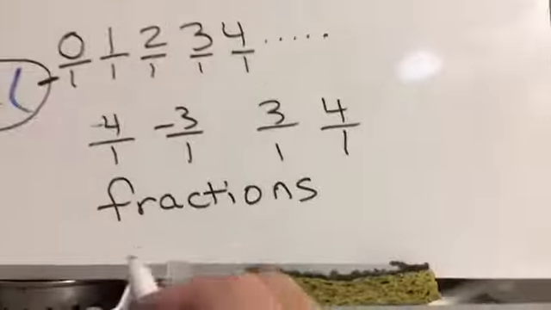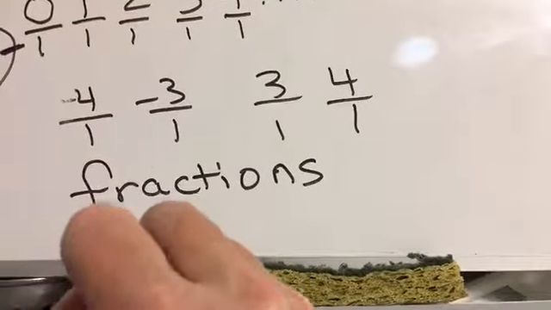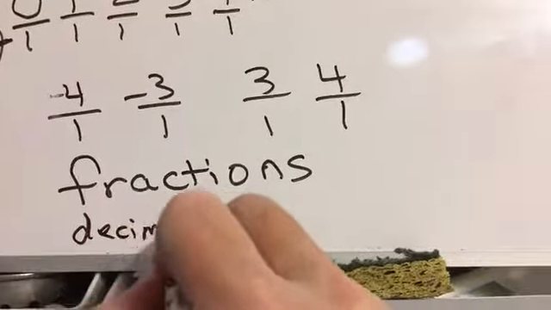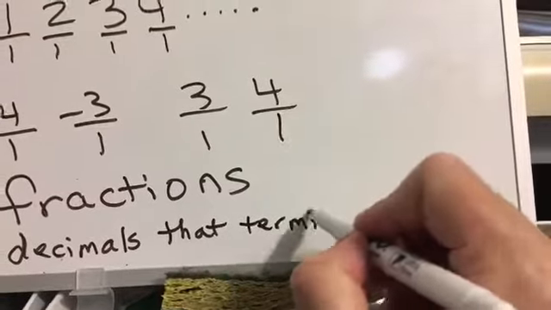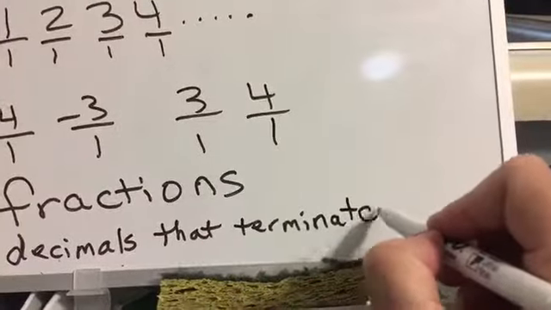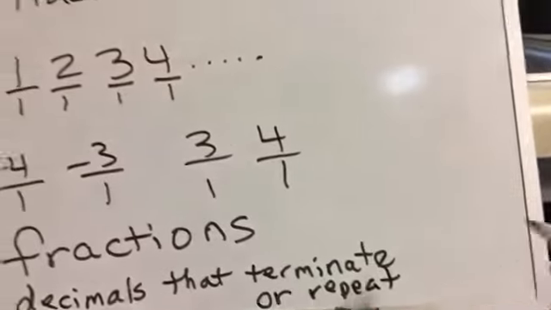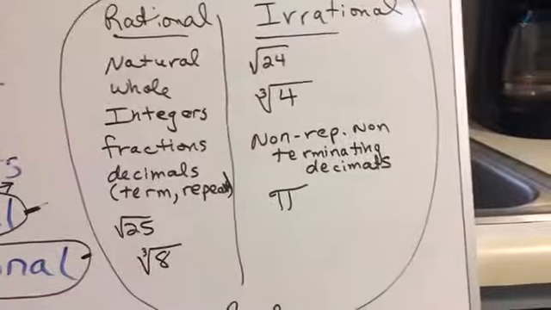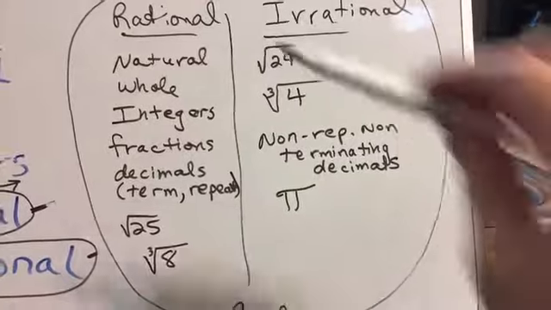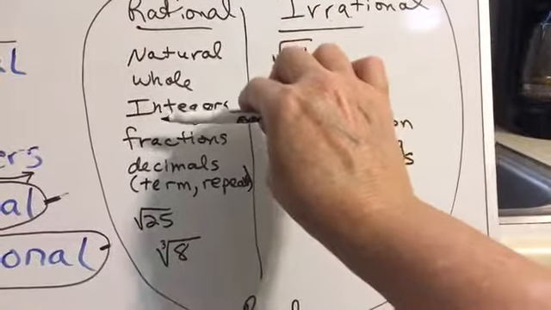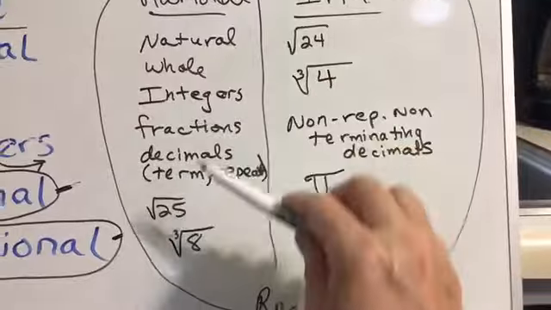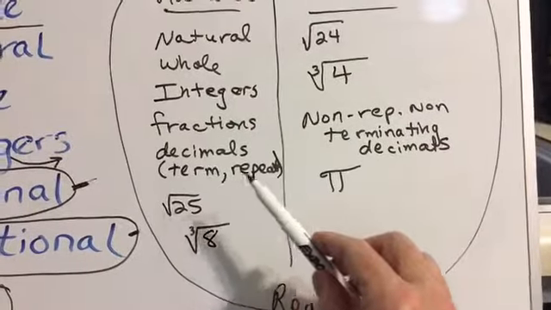So we're going to put down here on our board decimals that terminate. I like that word. Don't you like that word? Terminate, which means they stop, or repeat. All right, so here's our list of rational numbers. Naturals, wholes, integers, fractions, all the decimals that terminate or repeat.